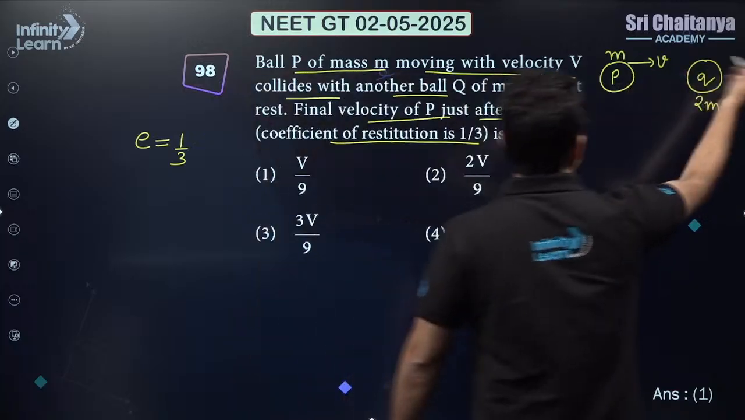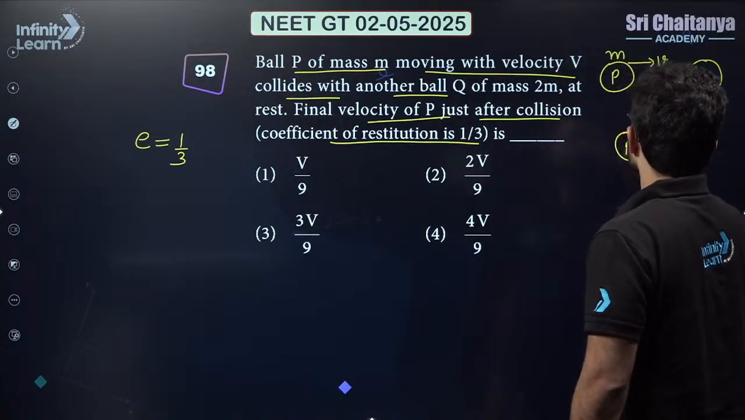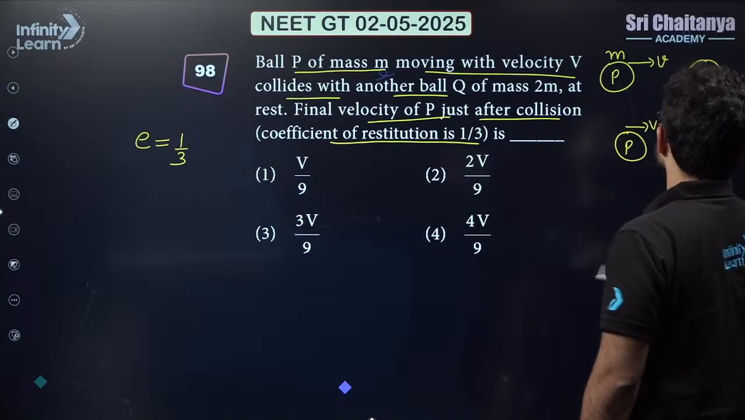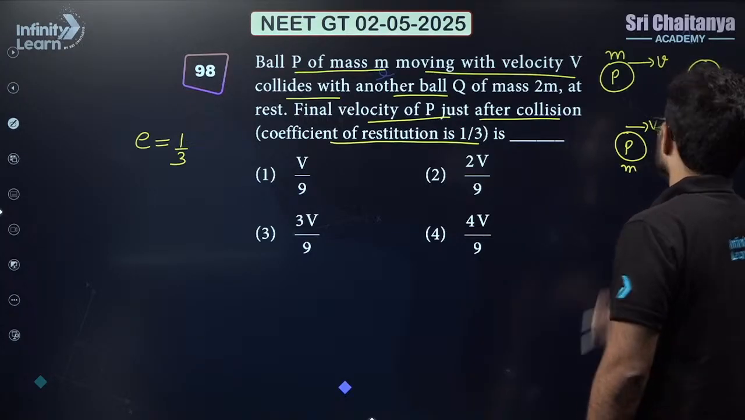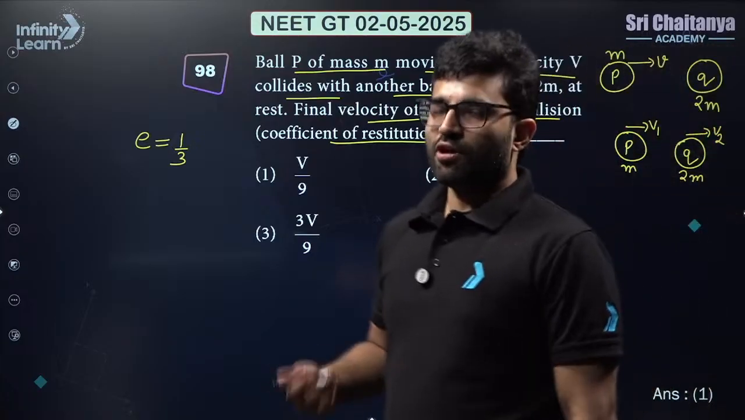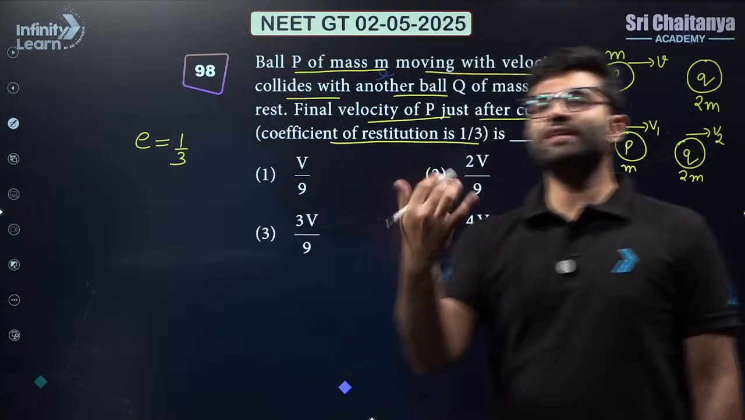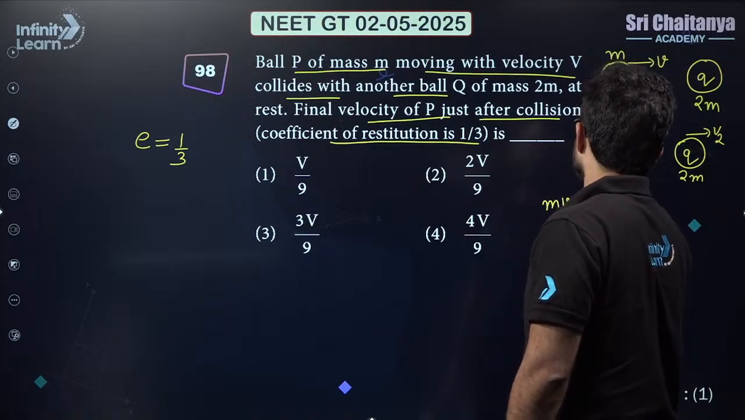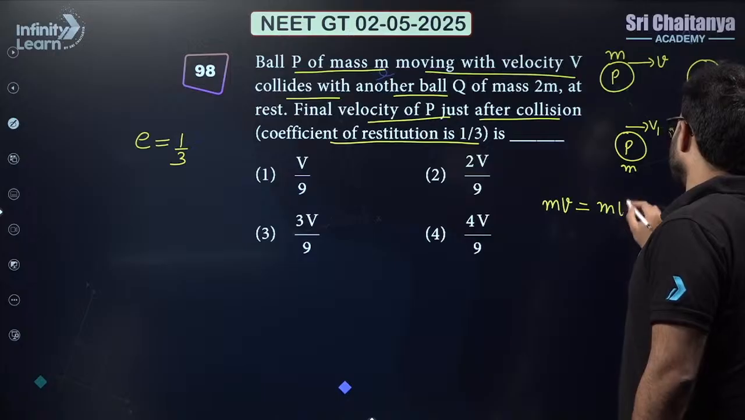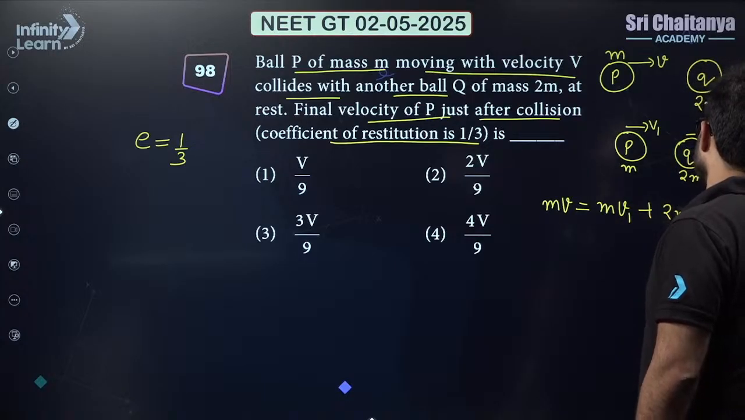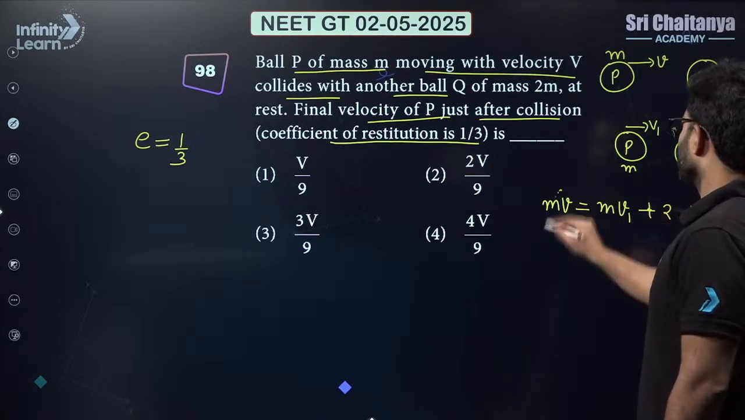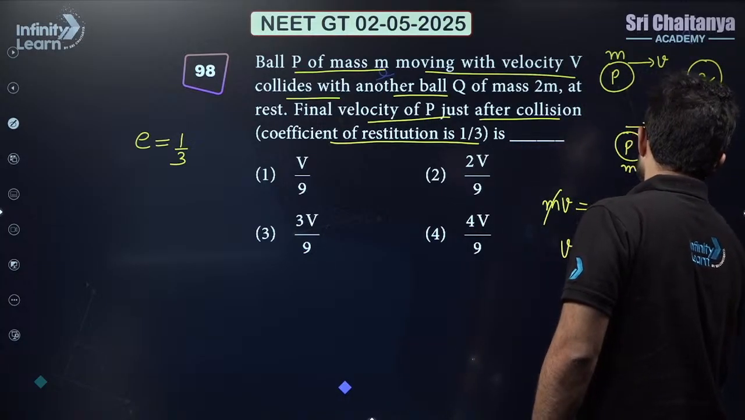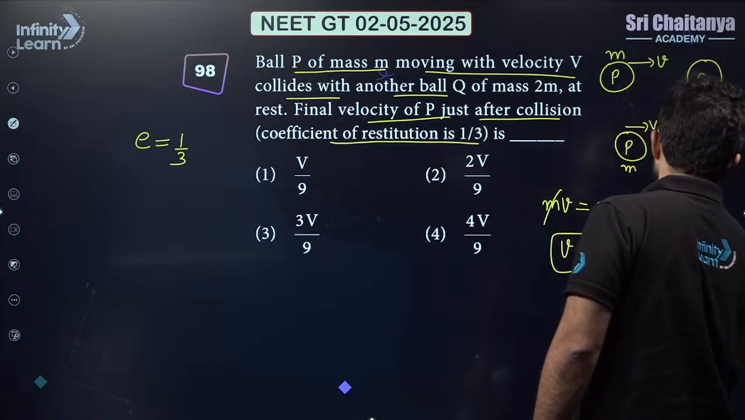Again, let's say it collides, and after the collision, P is moving with velocity v1 and Q is moving with velocity v2. This is mass m, this is mass 2m, right? In any collision, the momentum is always conserved, so initial momentum is equal to final momentum. The initial momentum is m into v. The final momentum is m times v1 plus 2m times v2. So from here you get one equation: v is equal to v1 plus 2v2. That is my first equation, correct?